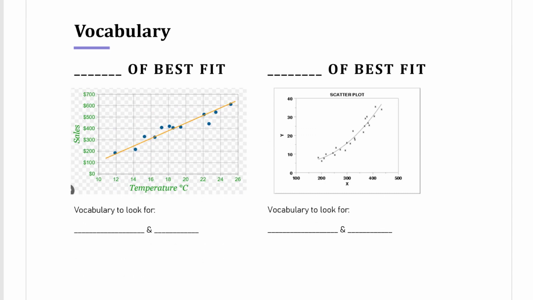Vocabulary. On the left side, we have line of best fit. This is a line. On the right, we have curve of best fit. This is a curve. So a izquierda tenemos una línea y derecha tenemos una curva.